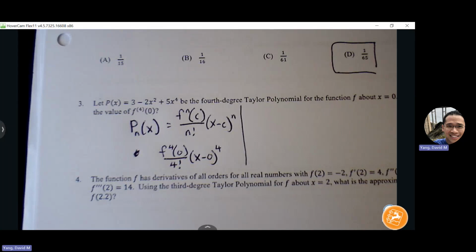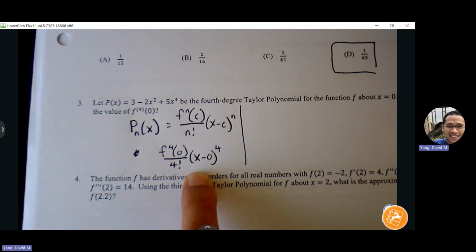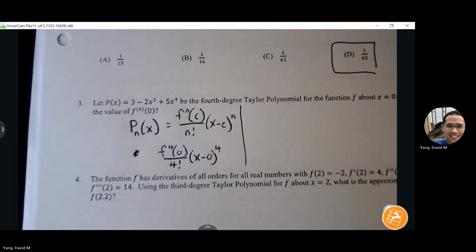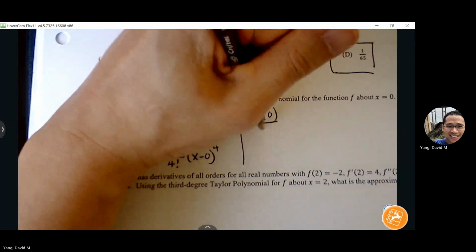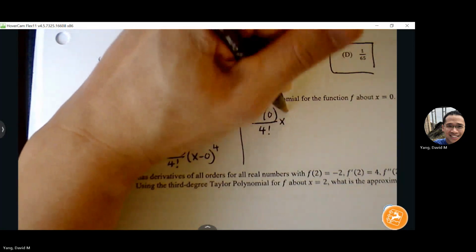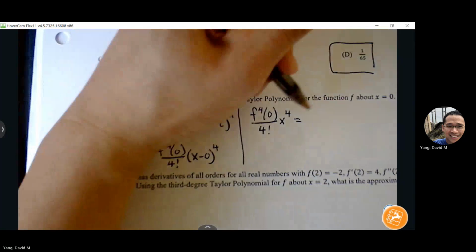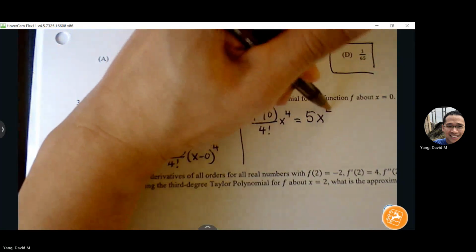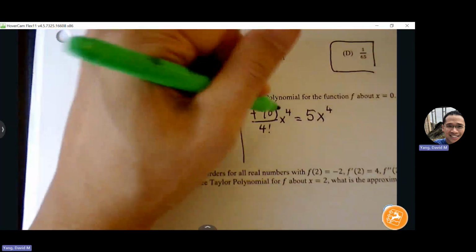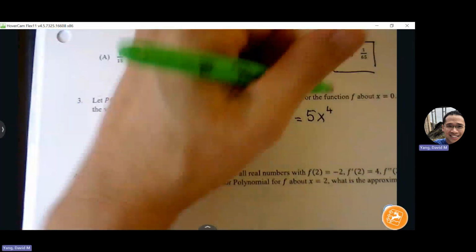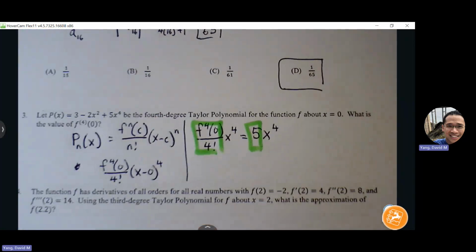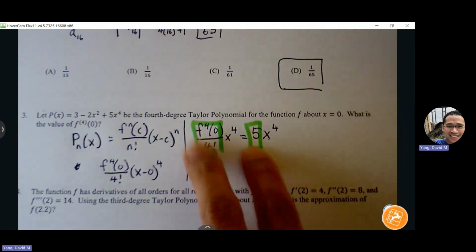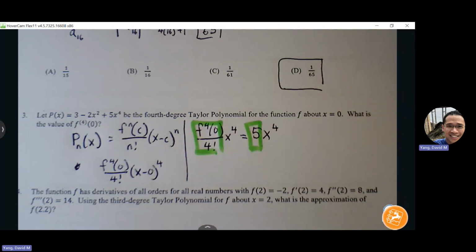So if we match up the terms, we know that this is equivalent to 5x to the 4th. So I know that this piece is the same as this piece here. So if I want to find the 4th derivative at 0 over 4 factorial, I can just set these equal to each other and just solve for the numerator portion there.